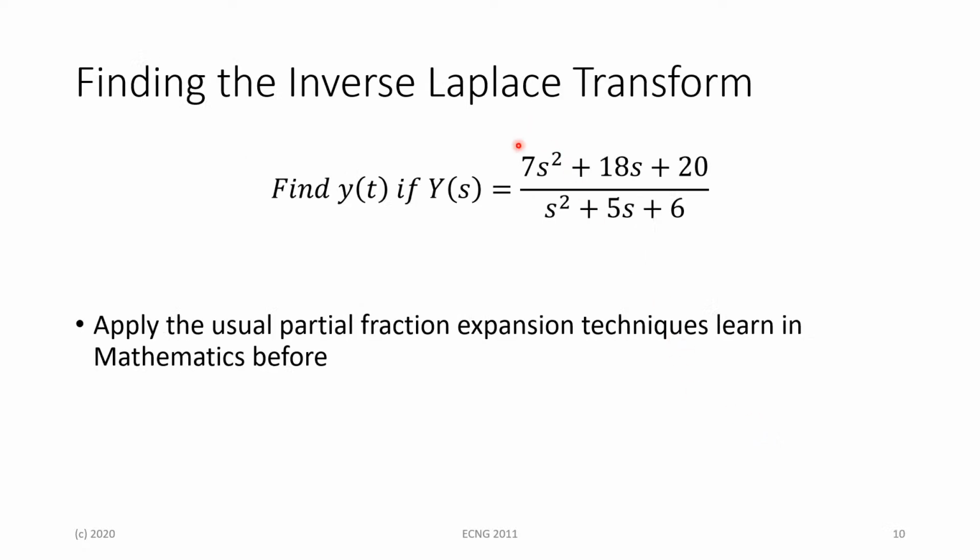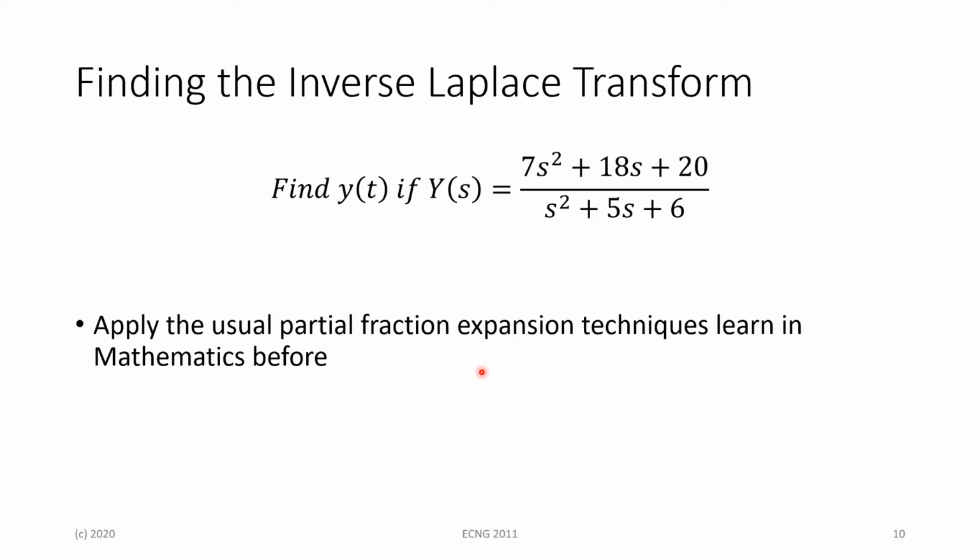So let's actually watch a general example here. Let's say we have a Y(s) transfer function here, with 7s squared plus 18s plus 20, all divided by s squared plus 5s plus 6. And we basically need to factorize this out accordingly, and then perform partial fractions, and then do the inverse Laplace transform in order to obtain the time domain equation.